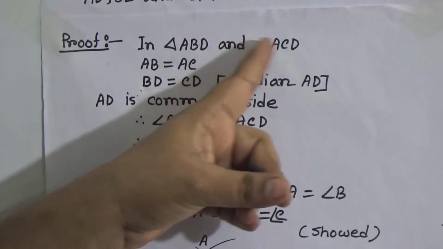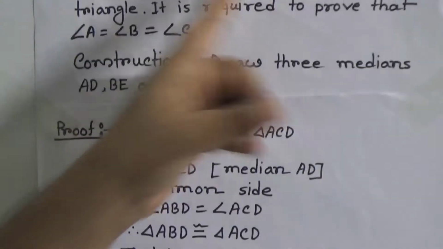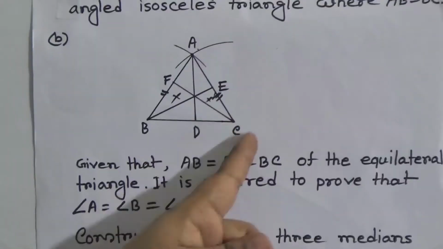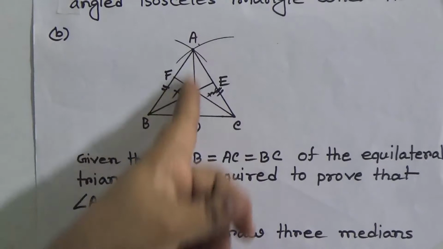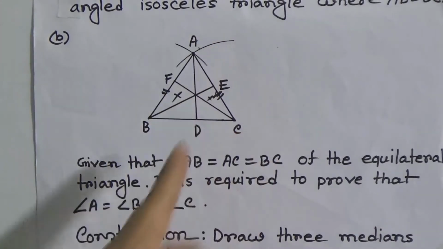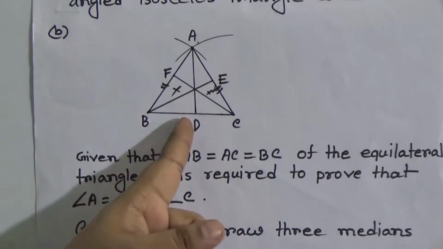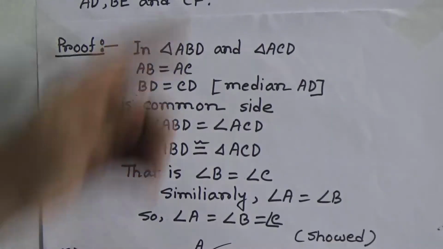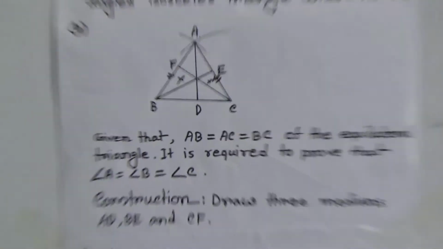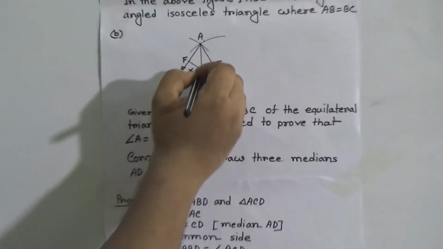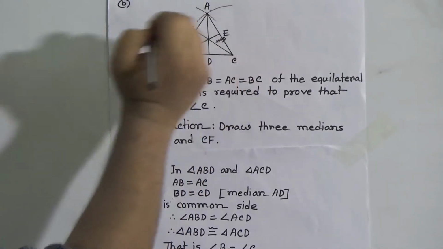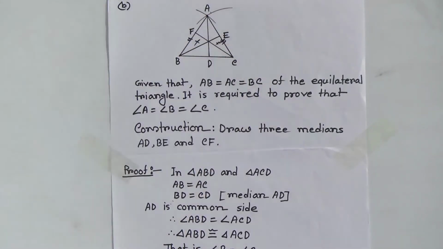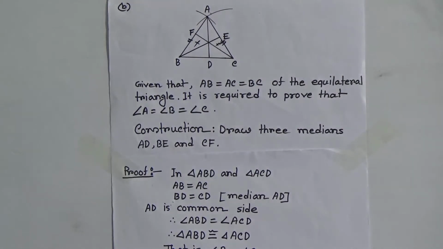So from that we write in triangle ABD and triangle ACD, AB equal AC. Okay. And BD equal CD. Why? Because AD is the median. That means a median divides BC at the point D. That means we write BD equals CD. Okay. And AD is the common side. That means triangle ABD has the side AD and triangle ACD has the side AD.